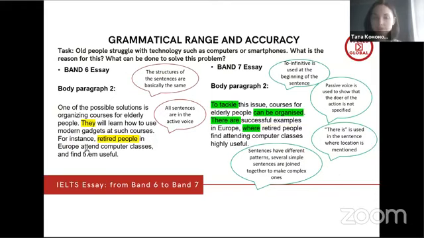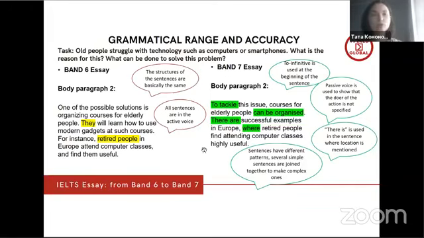An even better example. Here, the grammar is all right, but all sentences are in the active voice and the structure is again quite repetitive. It's the same. To make it more diverse, you can start your sentence with the infinitive of purpose, to tackle this issue. Then you could use passive voice, and it's a nice idea to combine it with a modal verb.